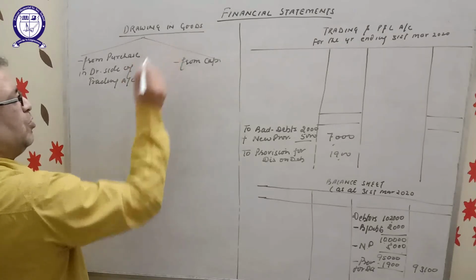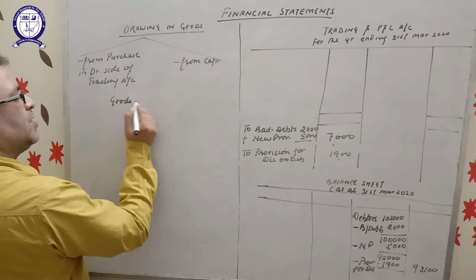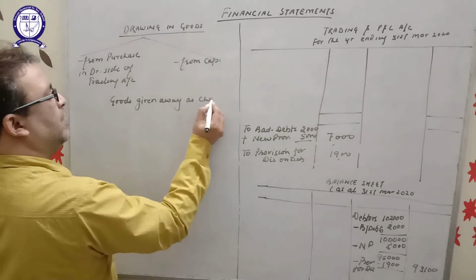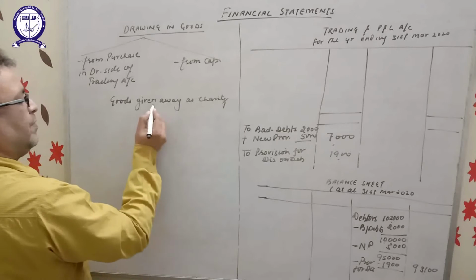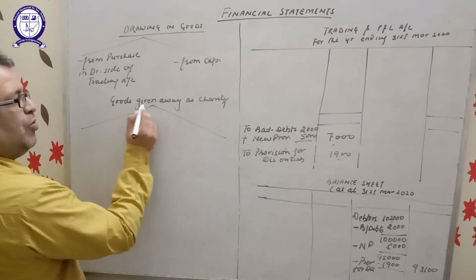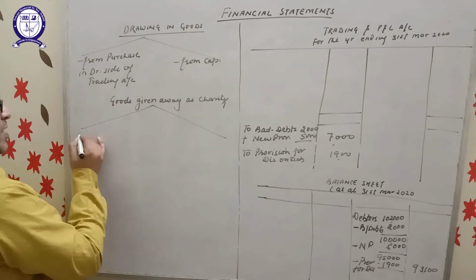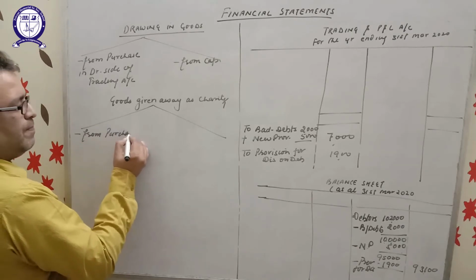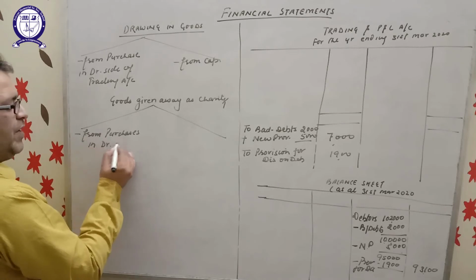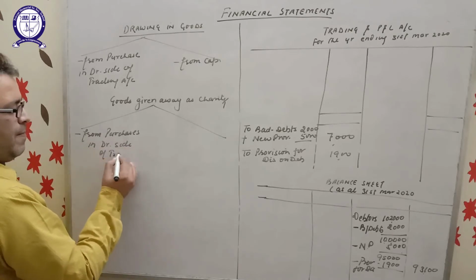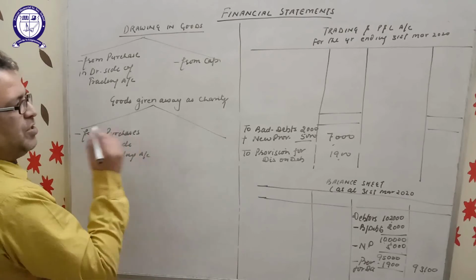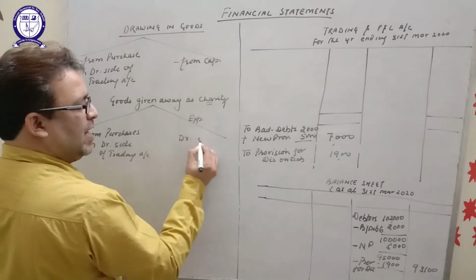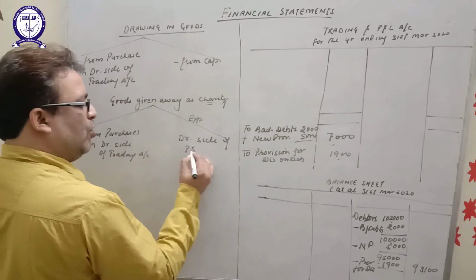Second adjustment related to goods. Goods given away as charity. The goods are going out, but we are not selling. So same point is there, minus from purchases in debit side of trading account. And second time, charity is an indirect expense. So it will be recorded in the debit side of profit and loss account.